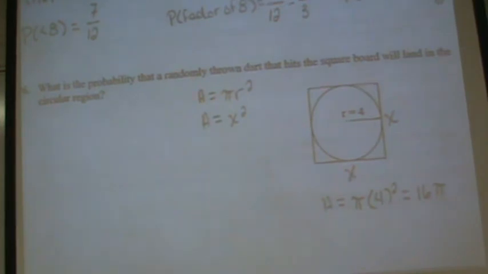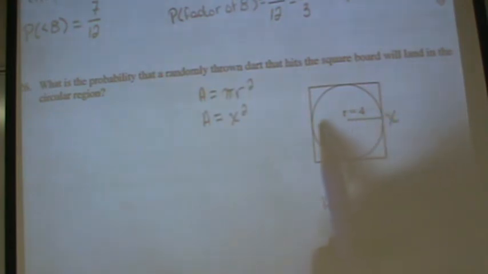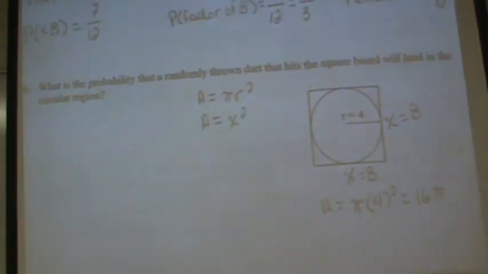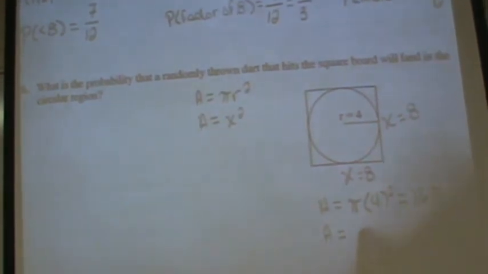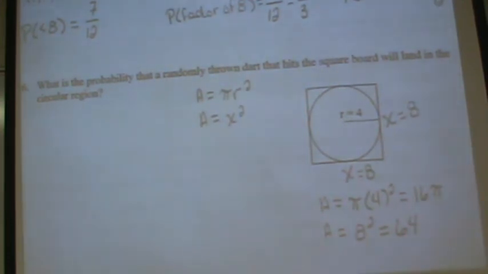And then to find the area of our square, our circle goes from edge to edge, 8, on this square. So if it goes from edge to edge, we're going to double our circle's radius, so we get that a side equals 8. And since it's a square, we know that both sides are equal. So both of our x's are 8. So the area for our square is 8 squared, which equals 64.